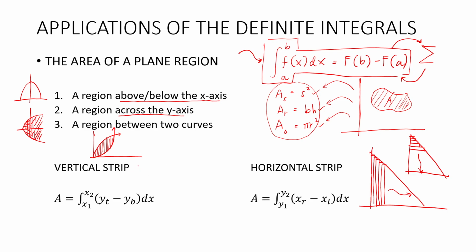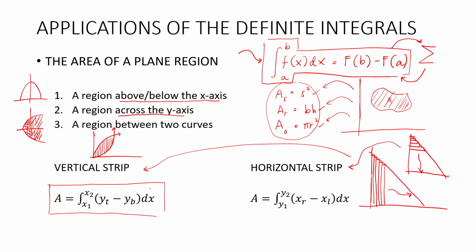Okay, so we have two formulas. One is the vertical strip, pertaining to this figure. And then the other one is the horizontal strip. So we have this formula: the area is equal to the integral of y sub t minus y sub b, where y sub t is the function at the top.